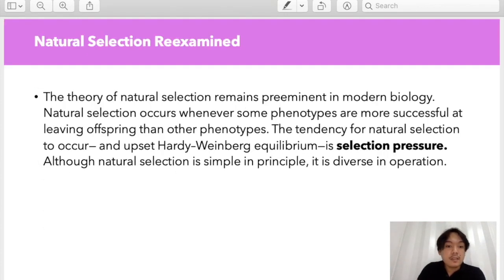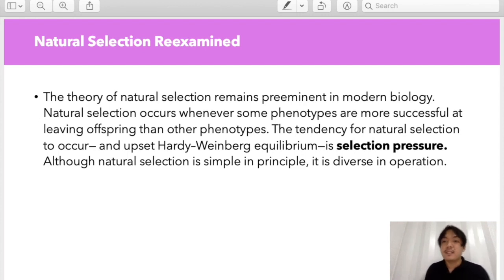The theory of natural selection remains preeminent in modern biology. Natural selection occurs whenever some phenotypes are more successful at leaving offspring than other phenotypes. The successful, dominant phenotypes are the ones that can successfully transfer their traits. The tendency for natural selection to occur and upset the Hardy-Weinberg equilibrium is selection pressure. Although natural selection is simple in principle, it is diverse in operation.